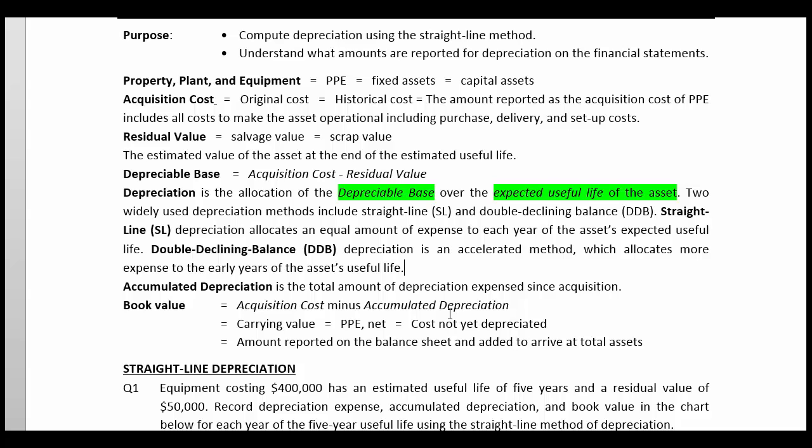Accumulated depreciation is the total amount of depreciation expense since acquisition. And the acquisition cost minus the accumulated depreciation, as I told you before, is called book value. And this is a key formula. Other terms for book value are carrying value, PP&E net. The term net there is really important. Or cost not yet depreciated. And book value is what you report on your balance sheet as the value of the assets.